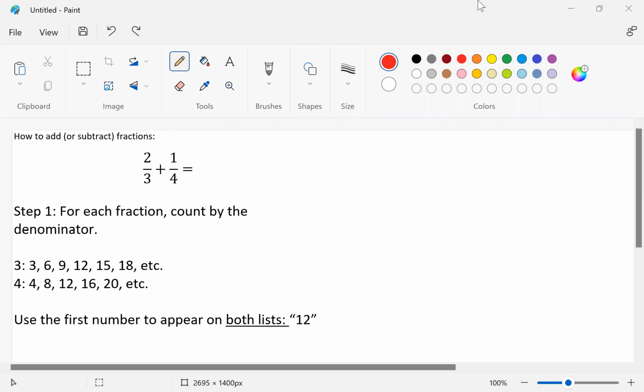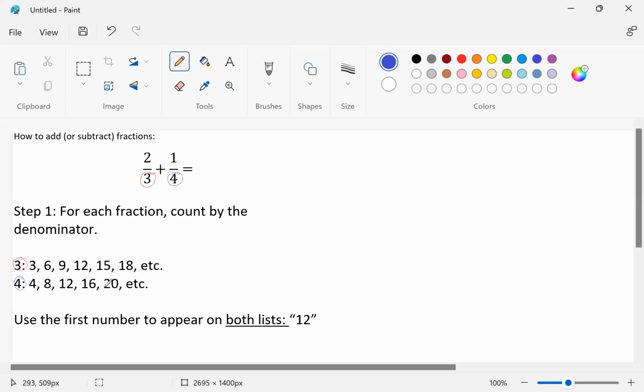Okay. So step one, look at each denominator and then count by that denominator. So here you see 2/3 has denominator of 3. So count by threes. 3, 6, 9, 12, 15, 18. Now count by fours, because 4 is your other denominator. 4, 8, 12, 16, 20.